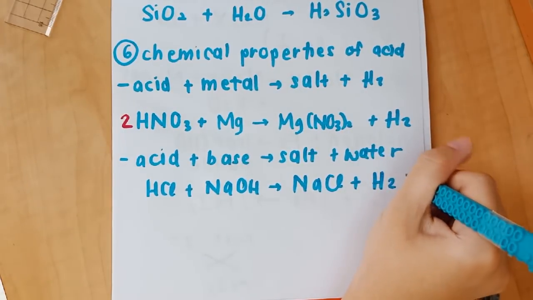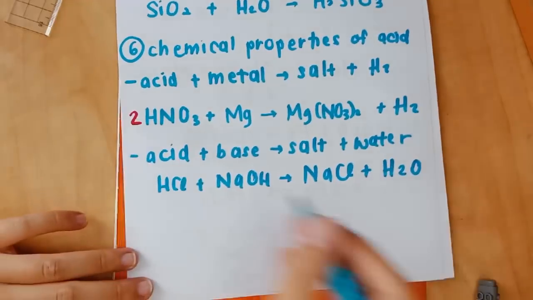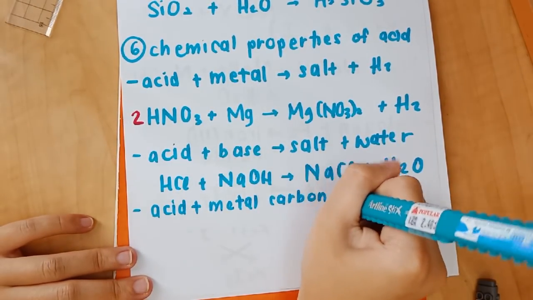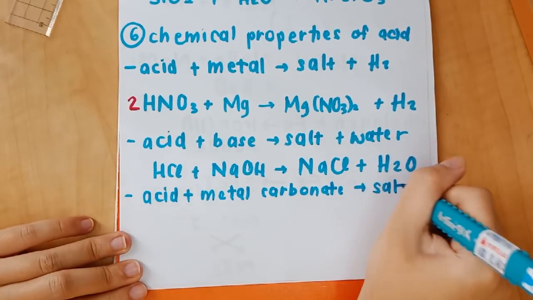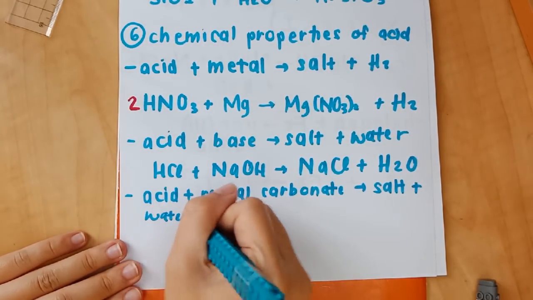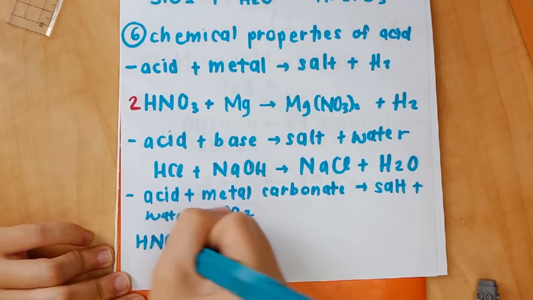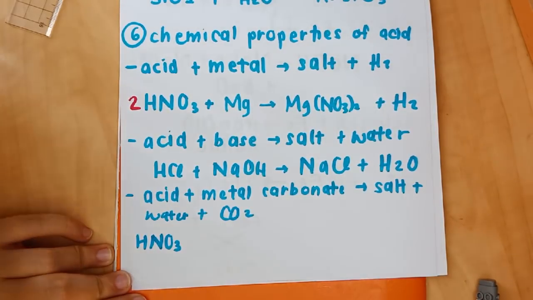The last one for acids is that when an acid is added to a metal carbonate, a salt and water and CO2 will be obtained. I used HNO3 as an example again. And then for the metal carbonate, I use PbCO3.